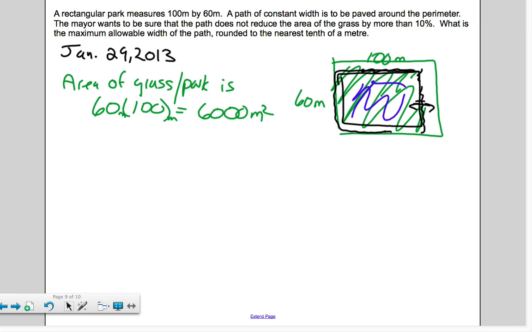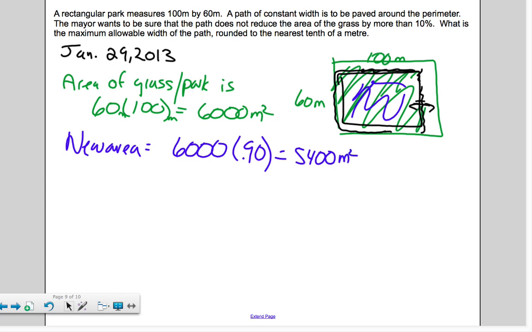What we're going to say is, divided by 10. So new area is really the old area, 6,000, but we want 90% of it. So we want 90% of the old area. So that's equal to 5,400. So that's the size of the area, the smallest can be of that new patch of grass. Okay? What is the dimension of that rectangle? Hard to say now because we have no variables.